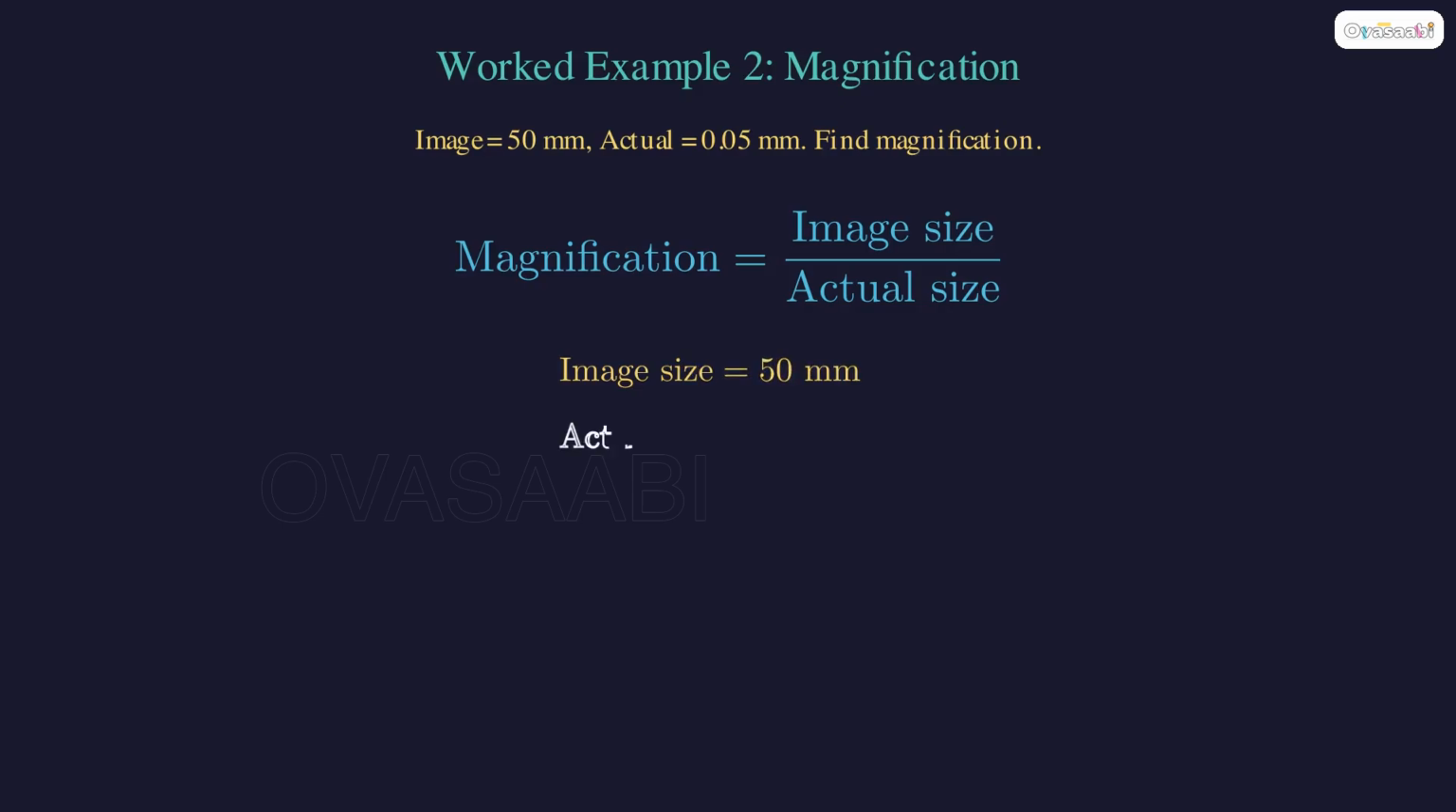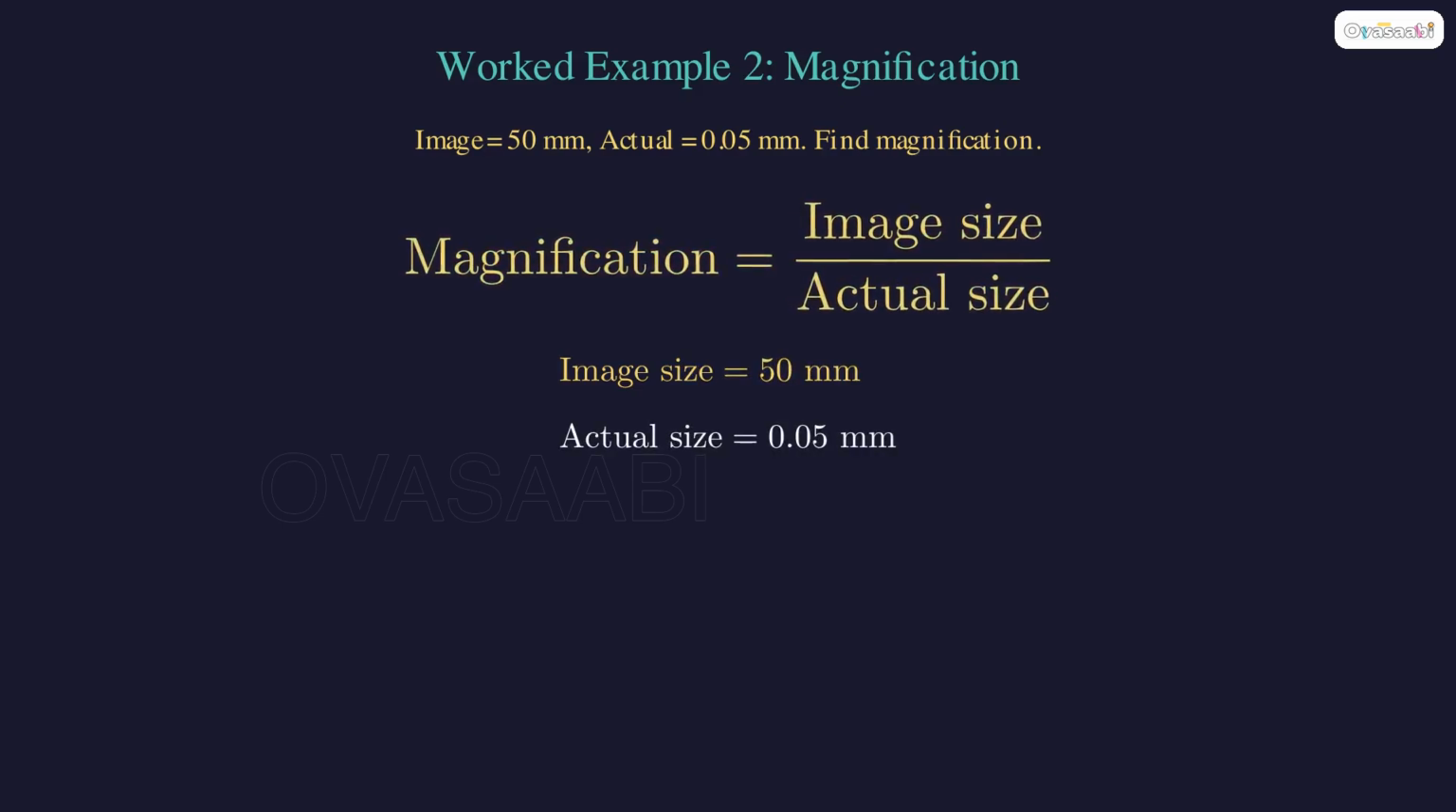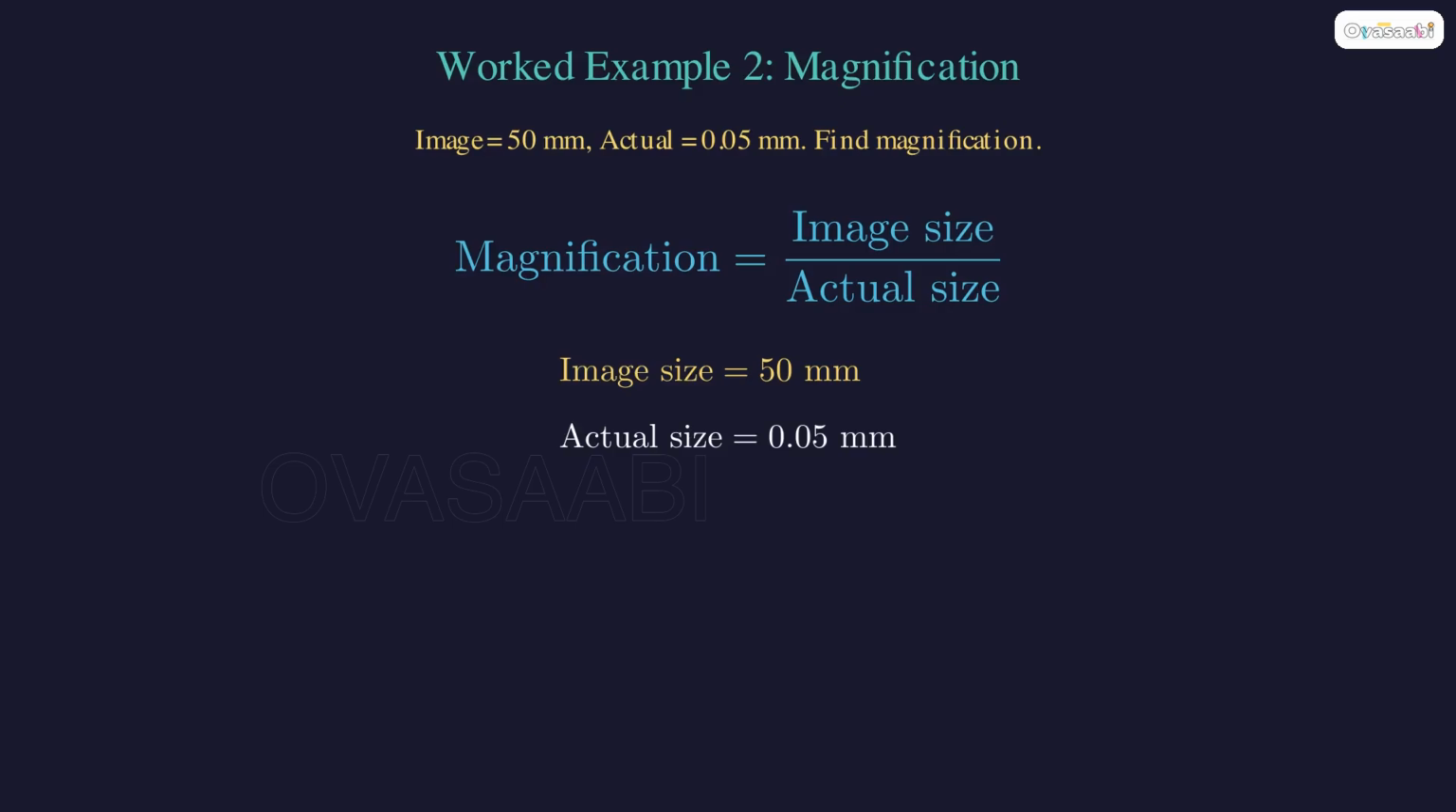Worked example 2. A cell drawn 50 mm wide is actually 0.05 mm. Find the magnification used by the electron microscope.